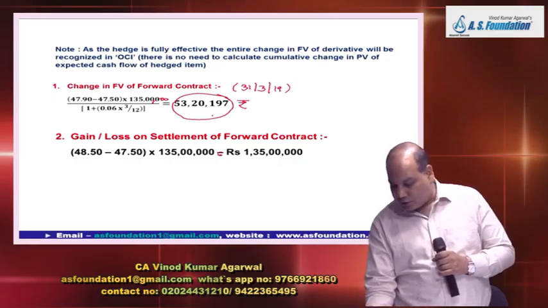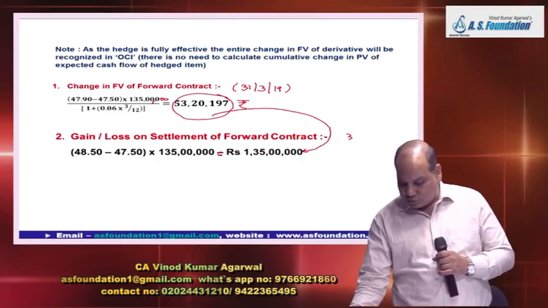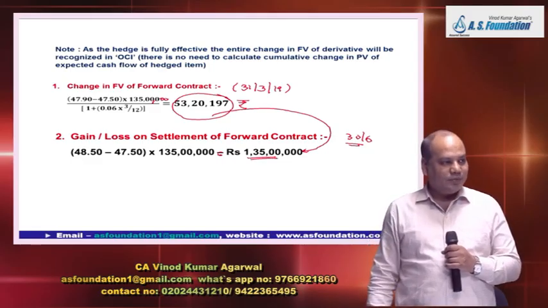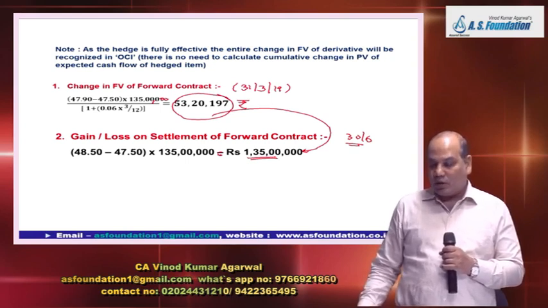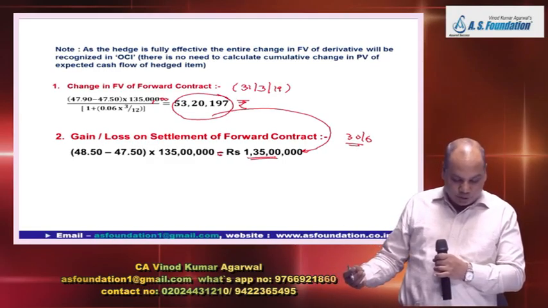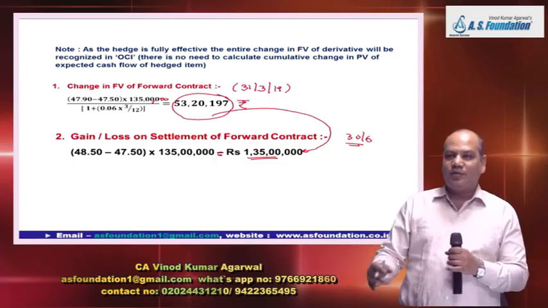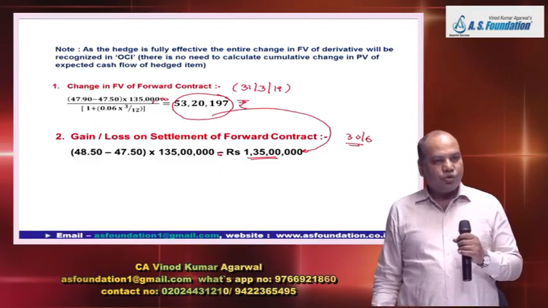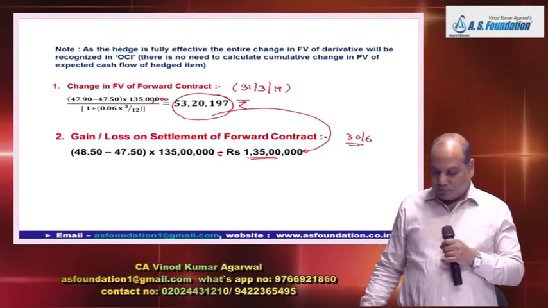And then I am going to pass an entry for the difference between these two on 30th June. Then I am going to pay this amount. Then I am going to pay the difference. I am on the losing side in this example. And then I am going to sell dollar at market rate which is 48.50. And then simultaneously I will also transfer the balance in cash flow hedge reserve OCI account to P&L account so that there will be a minimum impact in the profit and loss account.